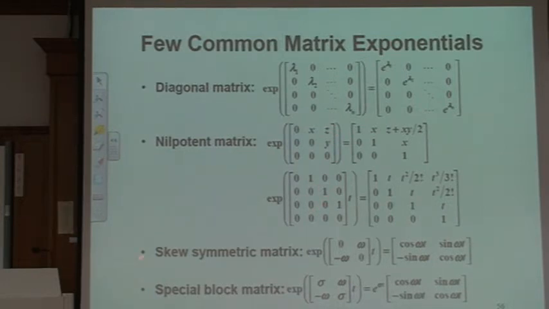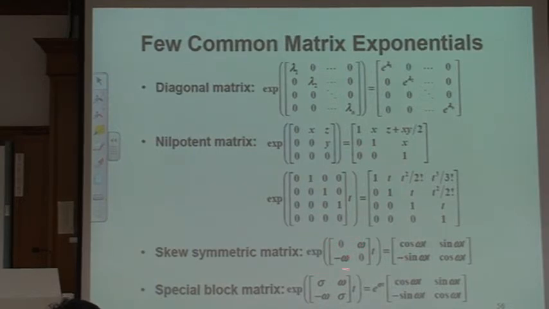And we have a skew-symmetric matrix like this one. The skew-symmetric matrix has this form. All diagonal terms are zero, and the off-diagonal terms are just different in sign.